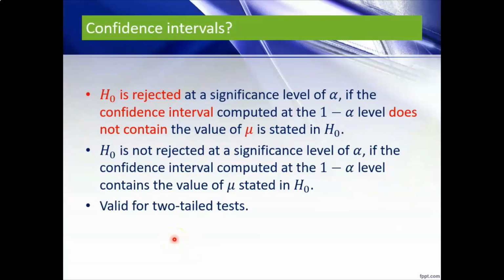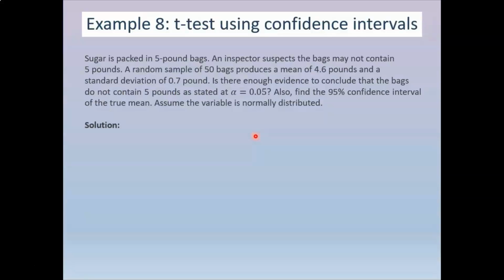So the last section will be about the confidence intervals. So how to relate the confidence intervals in this hypothesis testing. So basically, H null is rejected if the confidence interval we compute does not contain the value of mu, which is the population or the true value of the mean. So this is the important statement so that we know how to reject or accept H null. So let us see the example.